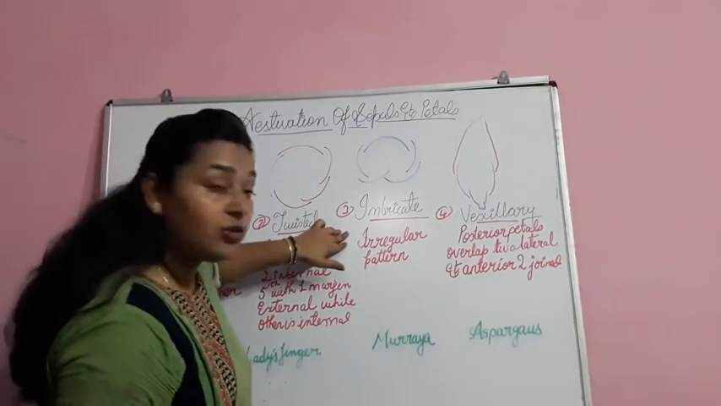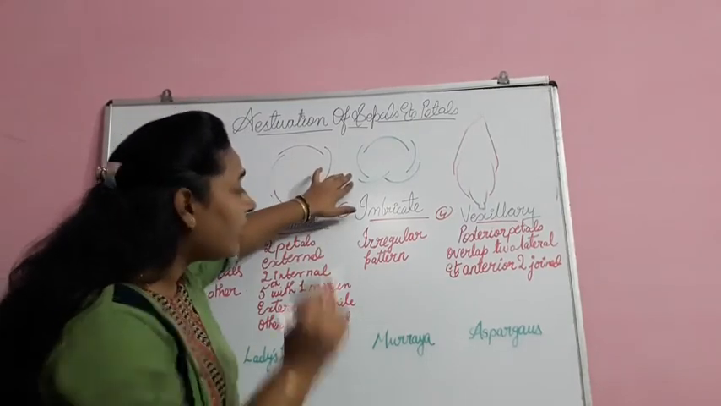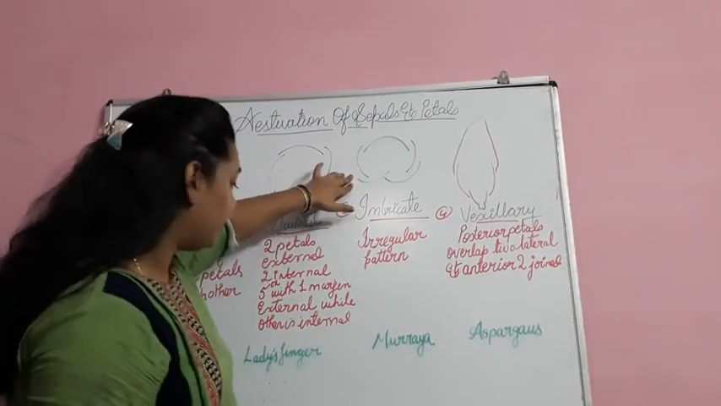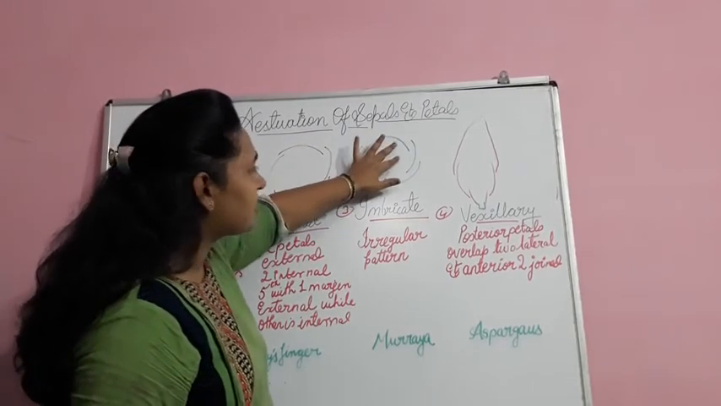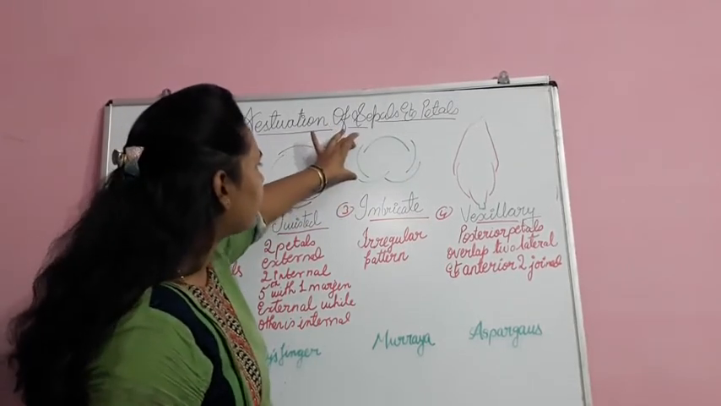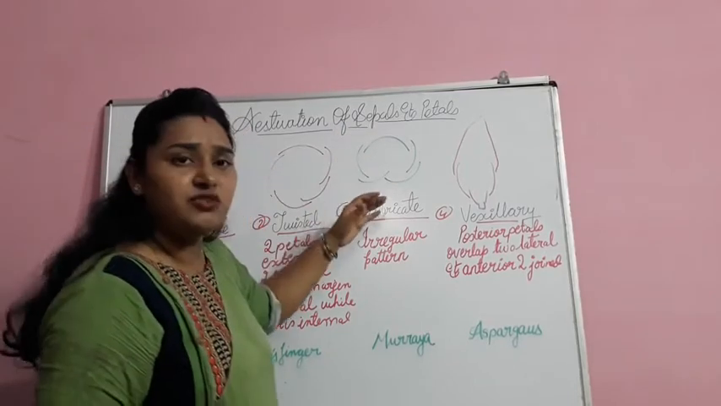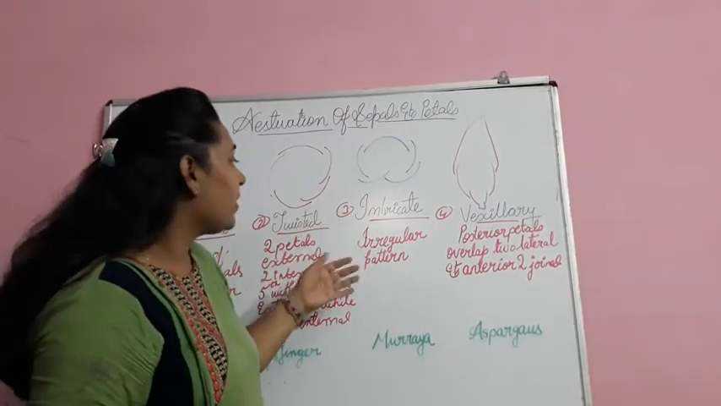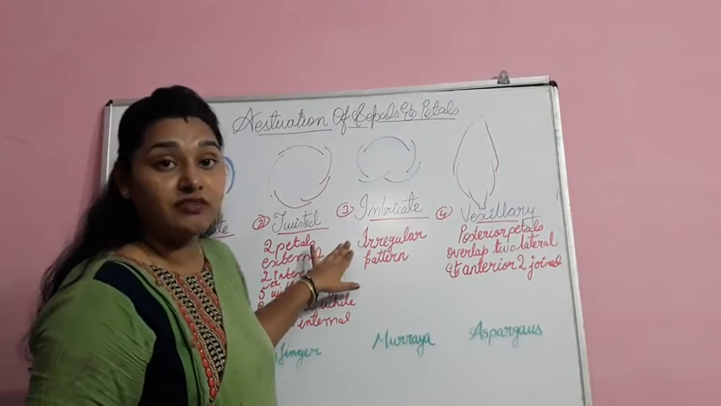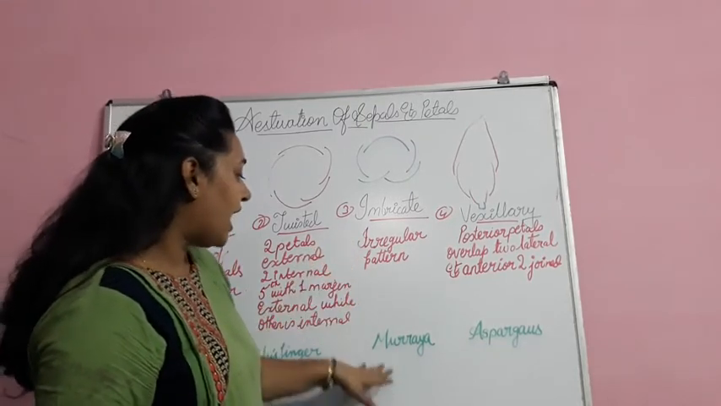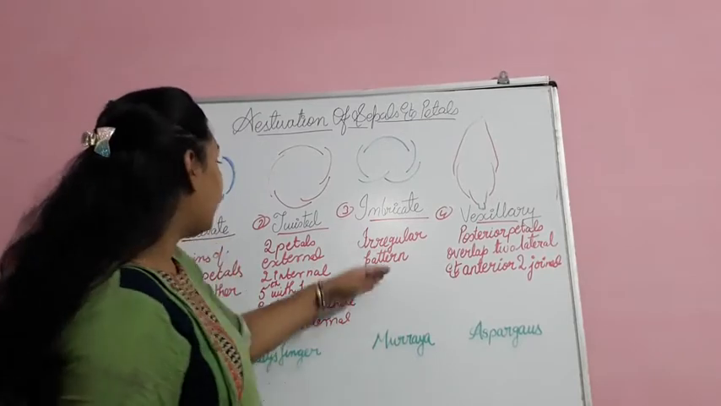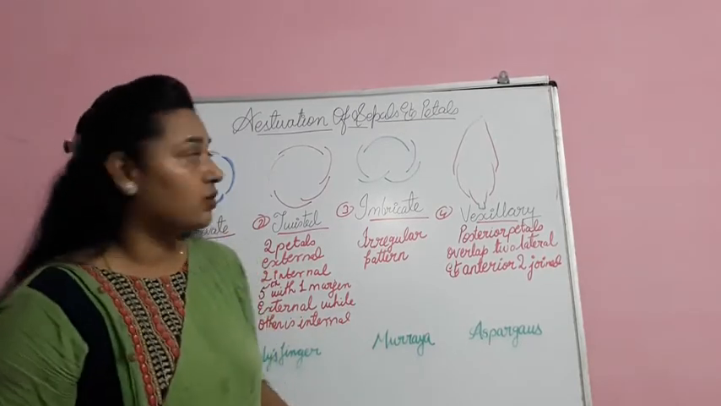Whereas imbricate has an irregular kind of pattern. Irregular means you can see a zigzag kind of arrangement: this one is completely inside, this one is one side in, one side out. Here the petals are arranged in an undistinguished way. This kind of aestivation is called imbricate, which is irregular, and you can see it in cassia. Whereas twisted you can see in lady's finger also.